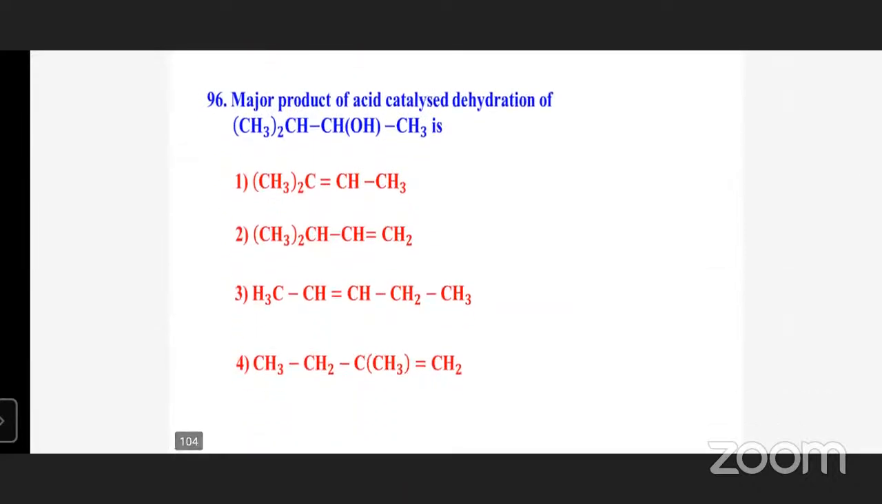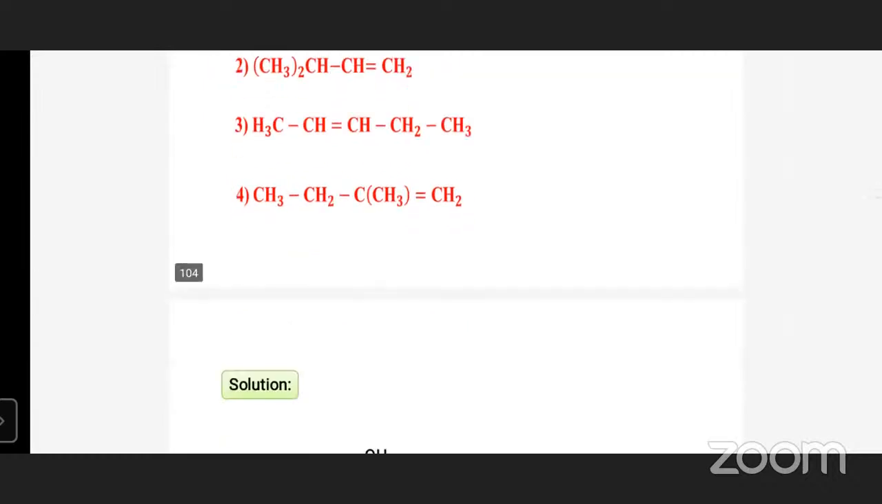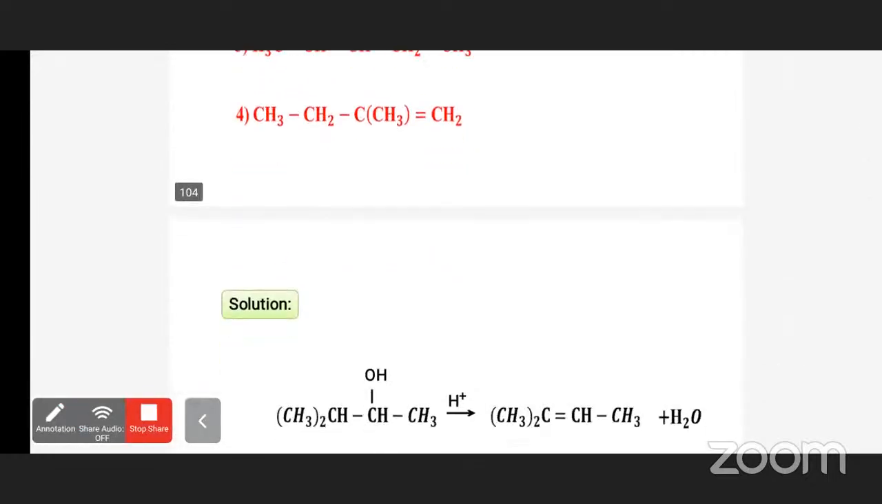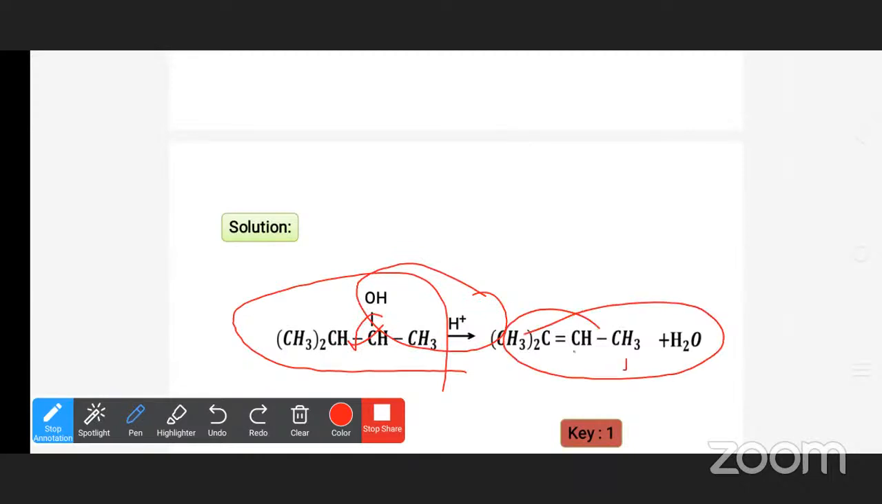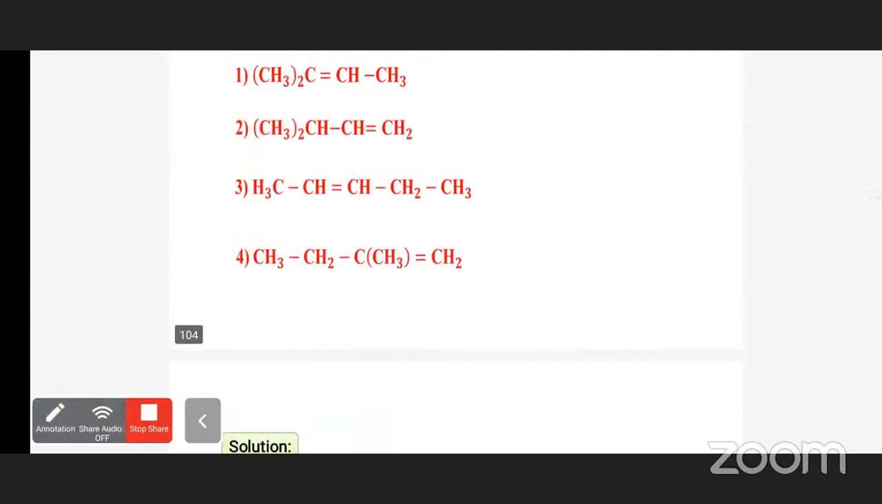What is the major product of acid catalyzed dehydration of CH3CH2CH(OH)CH3? Among options 1, 2, 3, 4, the first is the correct option. The reactant plus acid H+ eliminates H2O, and the double bond is shifted to this carbon atom. So the product is 2-butene. 2-butene is the right option.